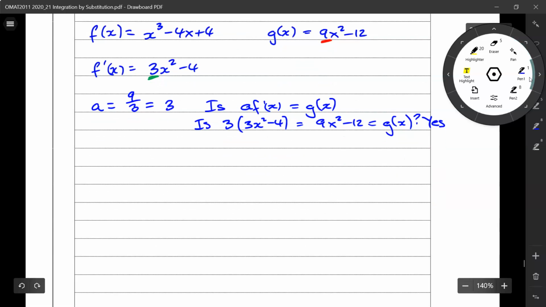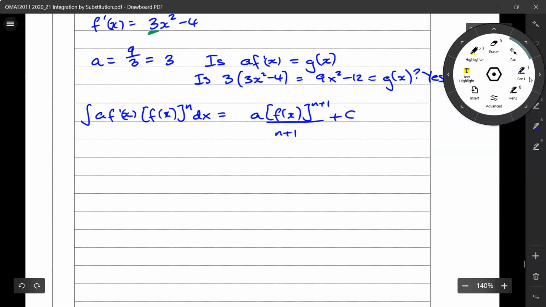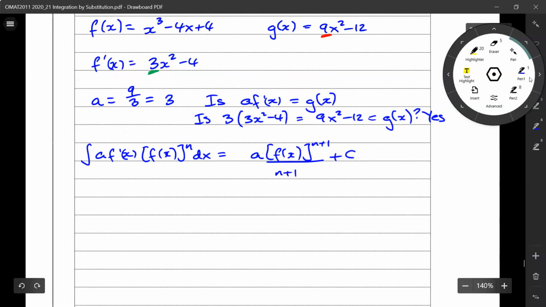So we'll write out the rule again. The integral of a times the first derivative of f of x times f of x to the power of n times dx is equal to a times f of x to the power of n plus 1. So you raise that power by 1 and you divide by the raised power. So if we come down here, we can implement that rule for our example.